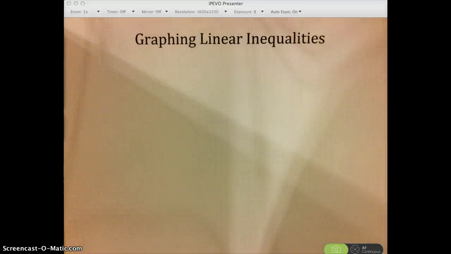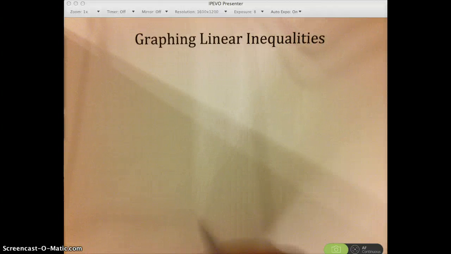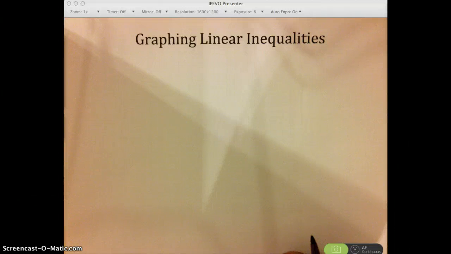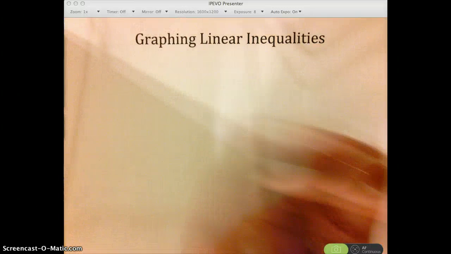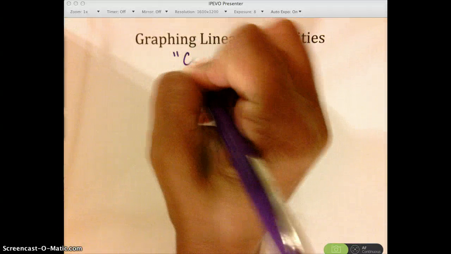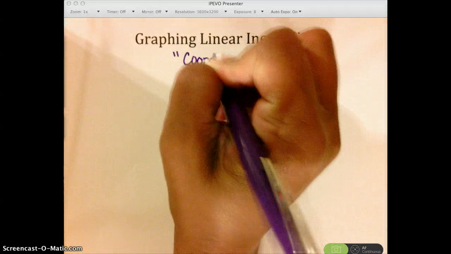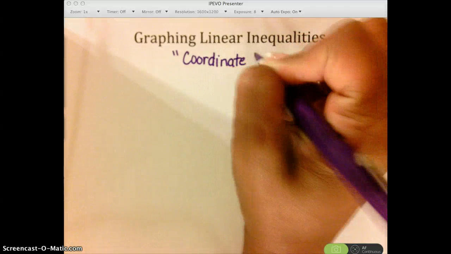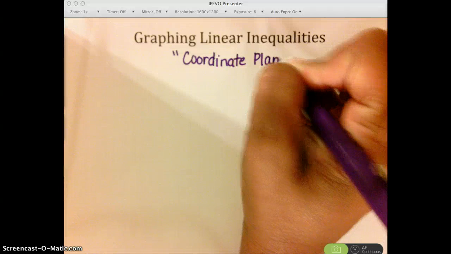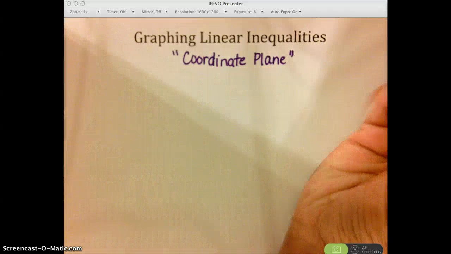Okay, today we're going to talk about graphing linear inequalities. Earlier this year, we've graphed linear inequalities that were written in one variable, and we did that on a number line. So what we're going to do today is graph linear inequalities on the coordinate plane. And in order to graph on the coordinate plane, we're going to be using slope and y-intercept.